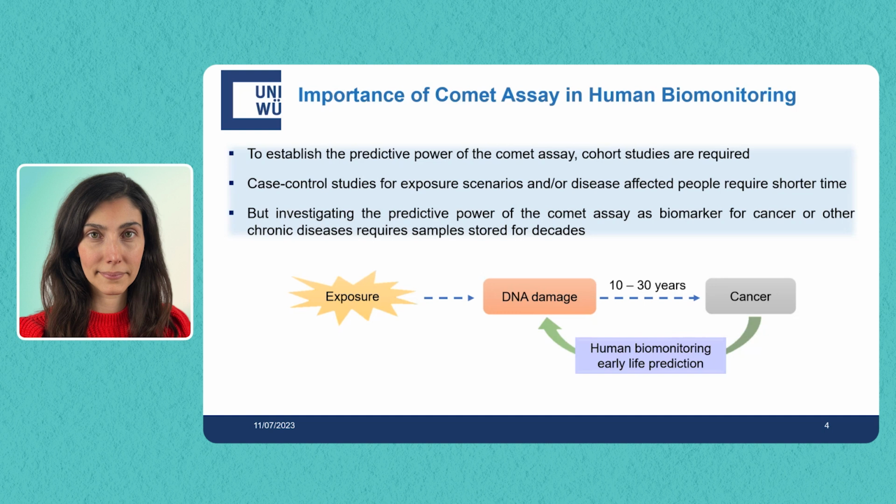For this, the best approach would be using biobank samples, because we have health records and a huge number of samples collected over decades. So we can compare the predictive power of the comet assay by comparing individuals' DNA damage and repair levels at an early stage, and see after 10 years, 30 years later, what kind of disease the individuals get and how the level of DNA damage or repair is now.